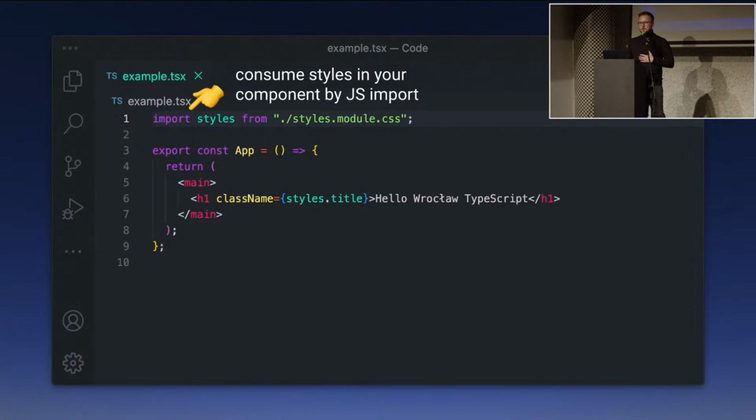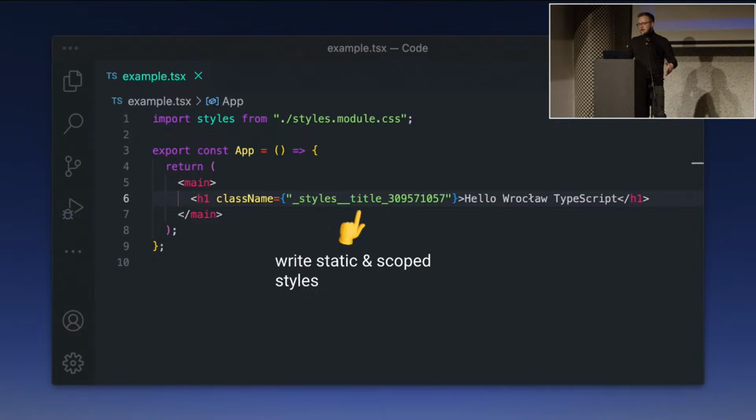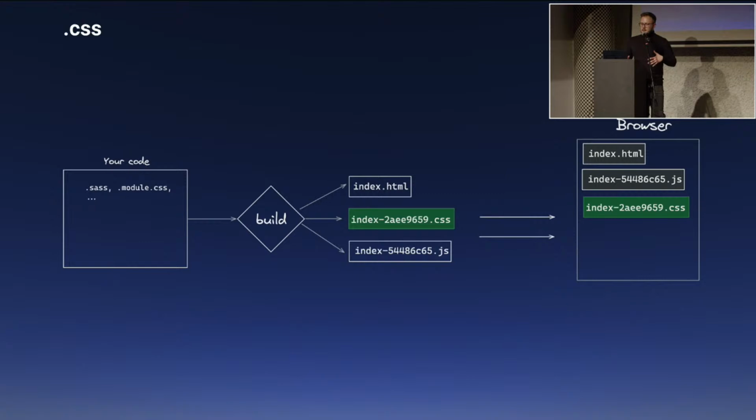One of the characteristics of CSS modules is obviously the .module.css prefix in the file extension, and then we write our static and scoped styles with it. This solution, this characteristic is still very, very relevant, and basically CSS modules are still being used today. And what's even more cool about CSS modules is that they accomplished all of that without really modifying the delivery process of CSS to the browser too much from what we, for example, have with preprocessors.